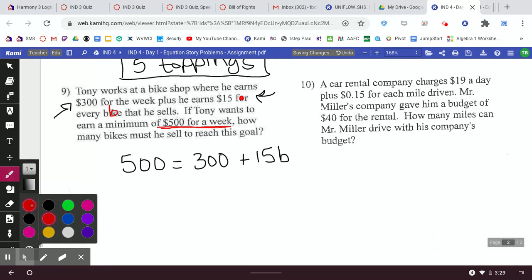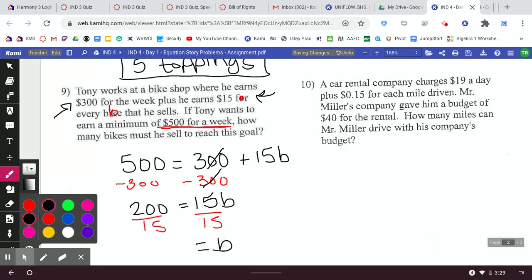Okay, so we're going to subtract 300 and subtract 300, and that gives us 200 equals, that goes away, and we're left with 15B. And then we're going to divide by 15, and we're dividing by 15. And our answer that we get when you punch that in the calculator is 200 divided by 15 equals 13.333. Now, let's think about what this problem is asking. The problem is how many bikes must he sell? Well, can you sell 13.333 bikes? No. So how many bikes does he need to sell?